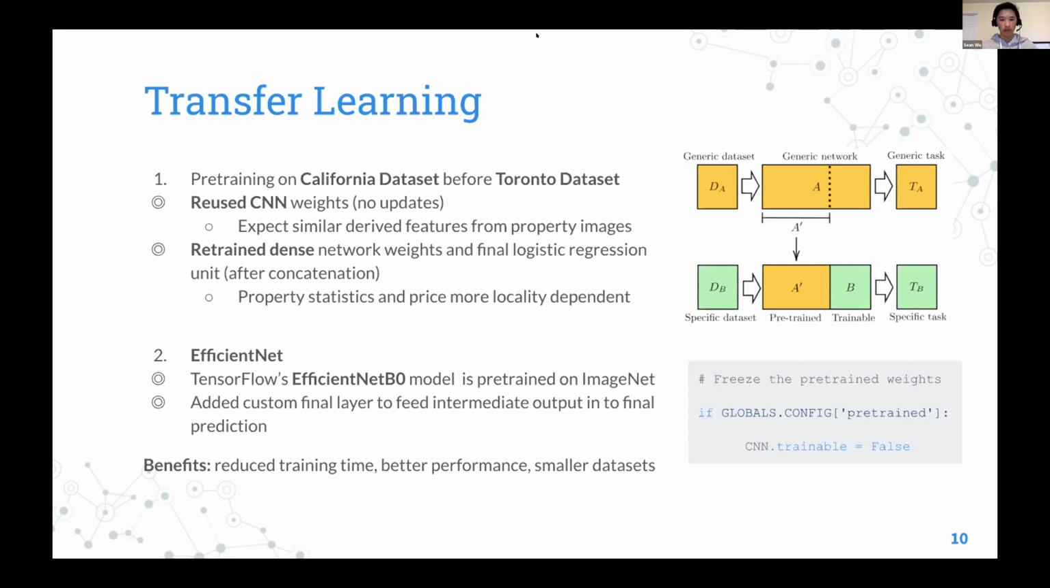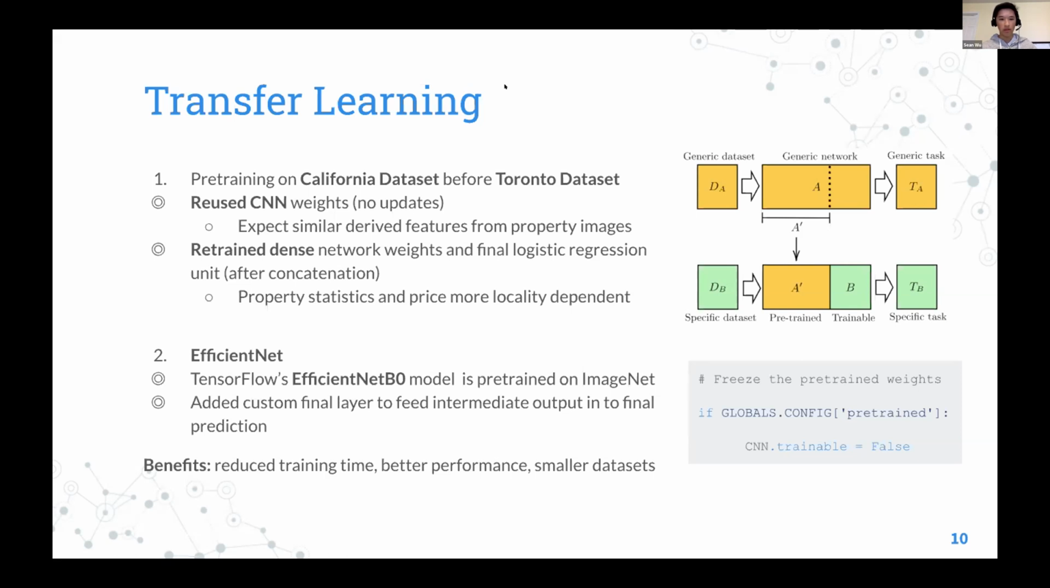And the reason why we did this is we had a simplifying assumption where we assumed that the types of possible images that we could get in both the California dataset and Toronto dataset would be similar. In other words, we expect the types of houses to be pretty similar in Toronto and California. So we reused the CNN weights. Note that this assumption may not apply to other geographical areas such as Europe and Asia, where they may have different types of house styles. We retrained the dense network and the final logistic regression output unit because those are dependent on the property statistics and the price, which vary widely between California and Toronto.